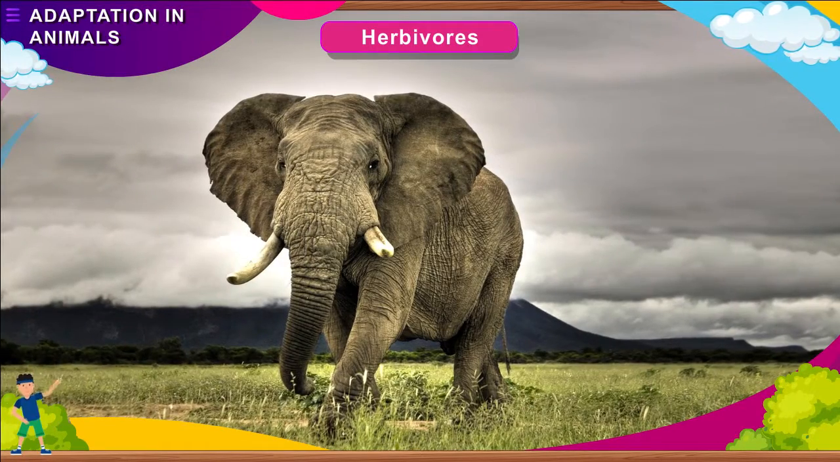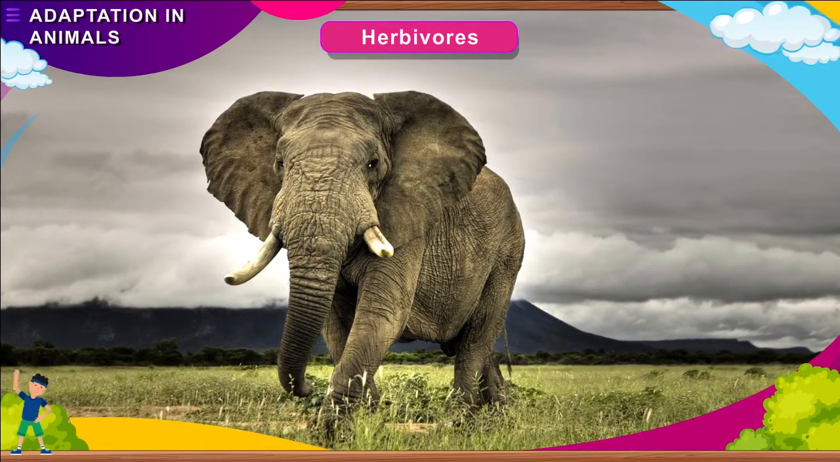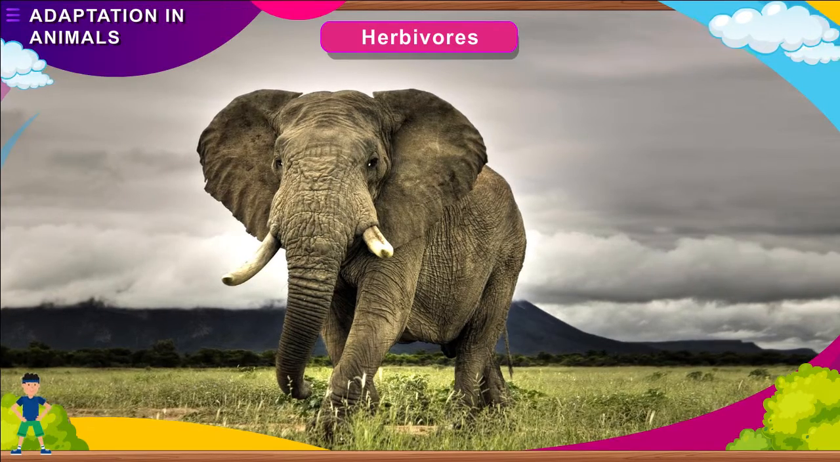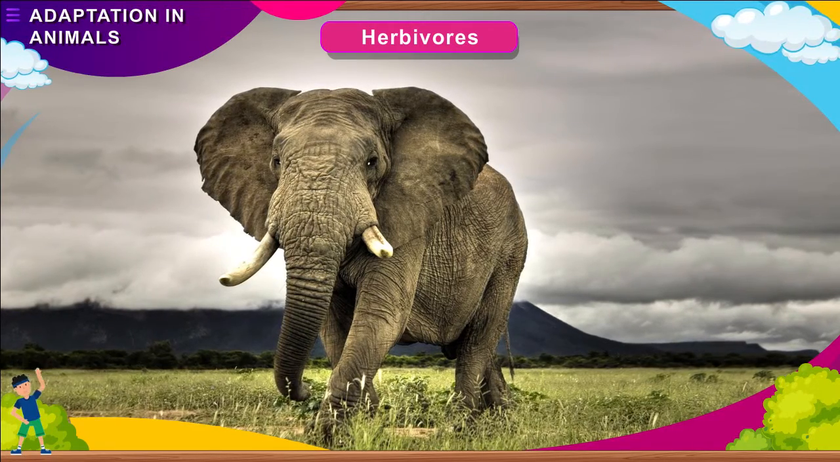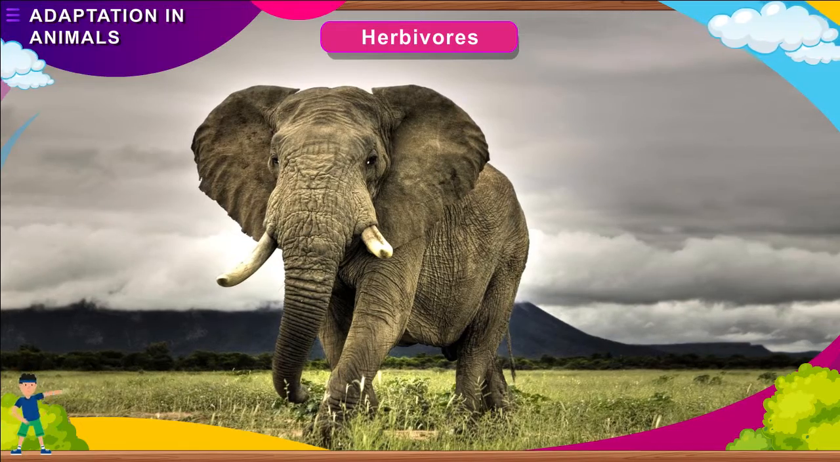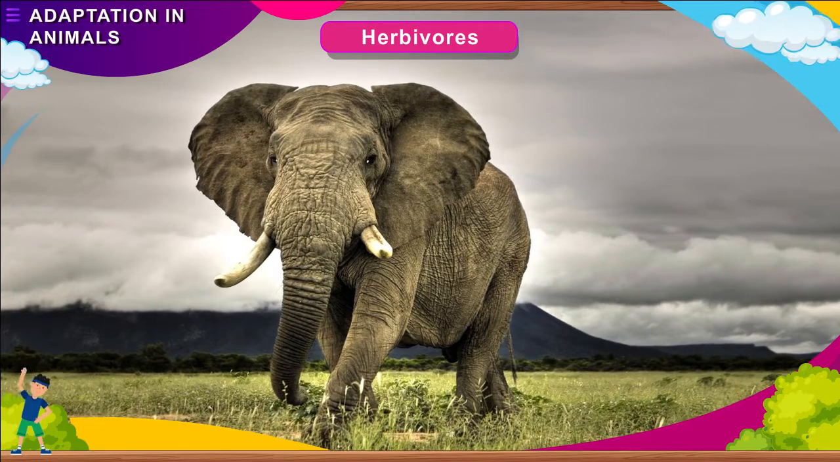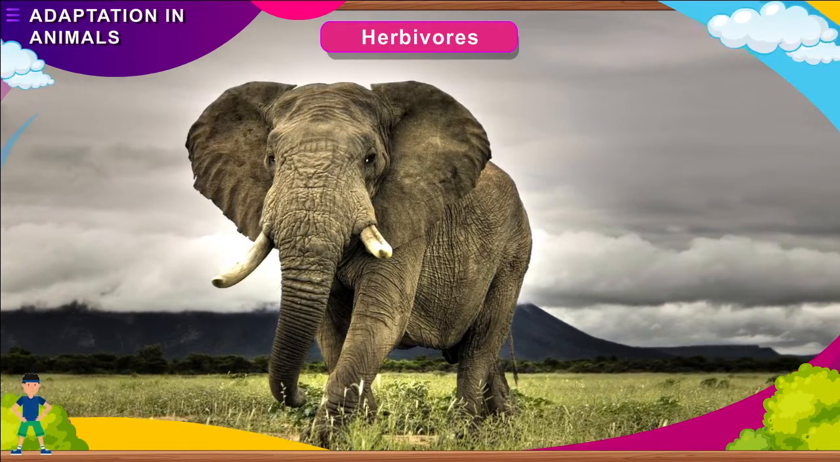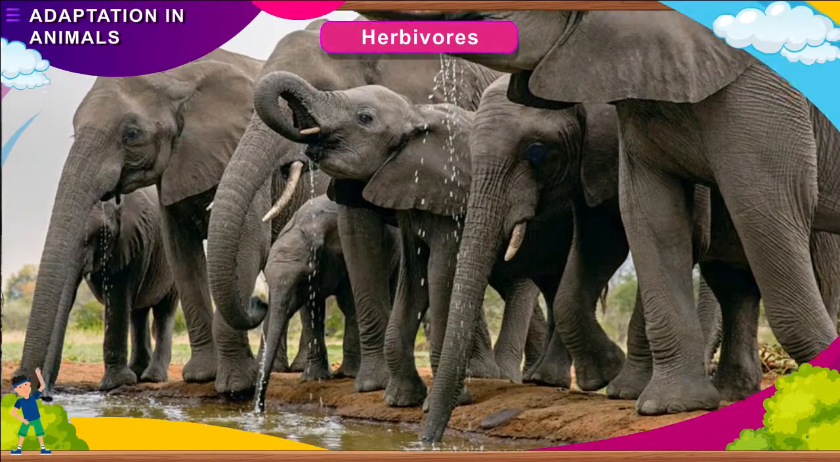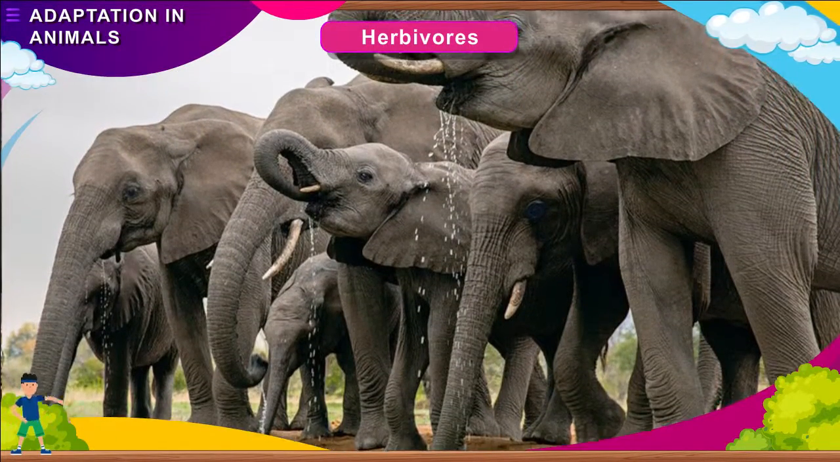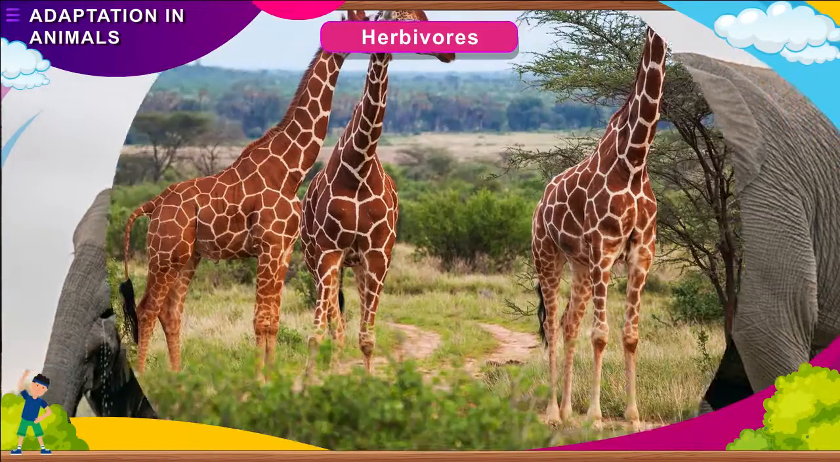An elephant's nose is called a trunk. It uses its trunk to break down branches to eat leaves. An elephant has strong grinding teeth in the back of its mouth to chew tough food. It sucks water into its trunk and blows it down its throat.